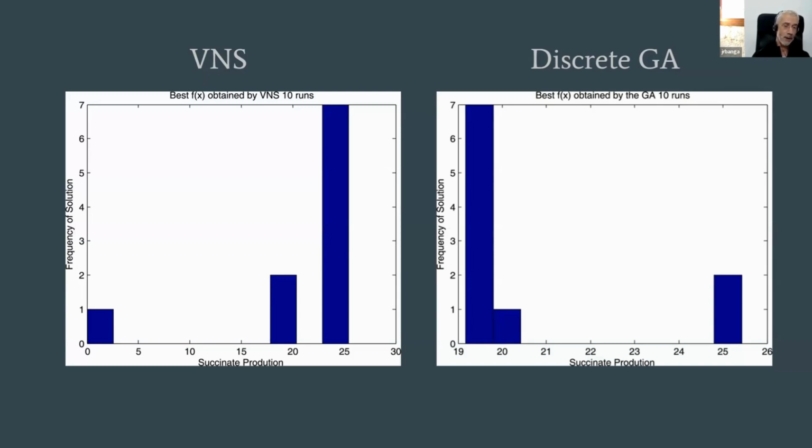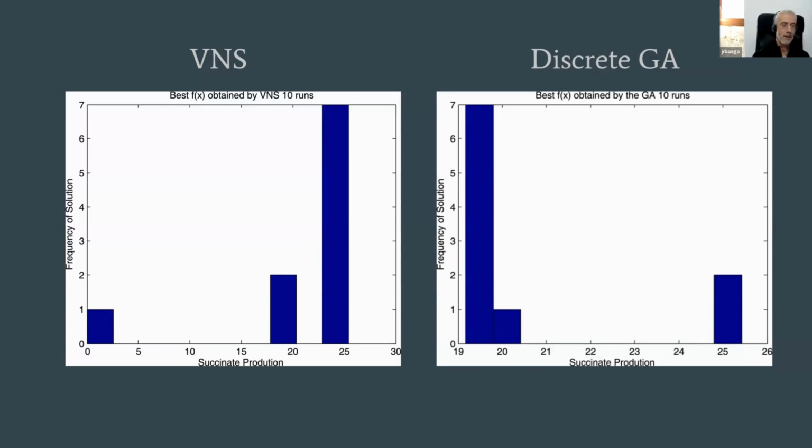If you now compare this with a discrete genetic algorithm, you will see that in the 10 runs of the genetic algorithm, you only get the best solution 2 times, okay? So you can see the advantage of using the metaheuristic that we provide in our method versus using a more or less standard discrete genetic algorithm. The reliability and the efficiency of VNS is much better for this kind of problems.